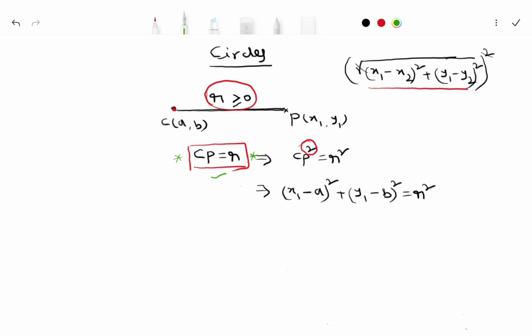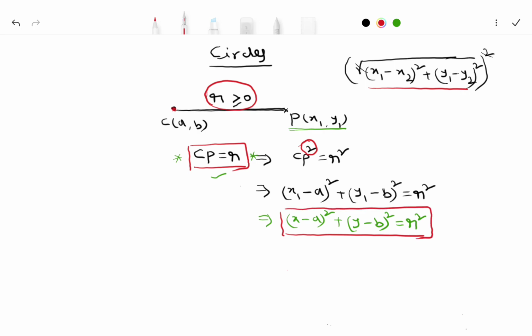Now from the definition, the locus of P will be obtained by replacing the x coordinate with x and the y coordinate with y. Then we will get (x minus a) whole square plus (y minus b) whole square equals r square. So this is the equation of the circle.